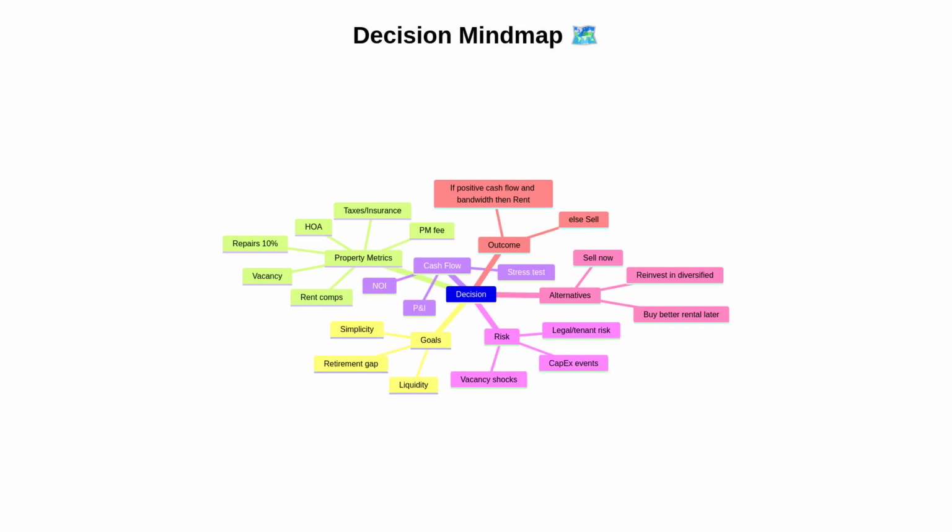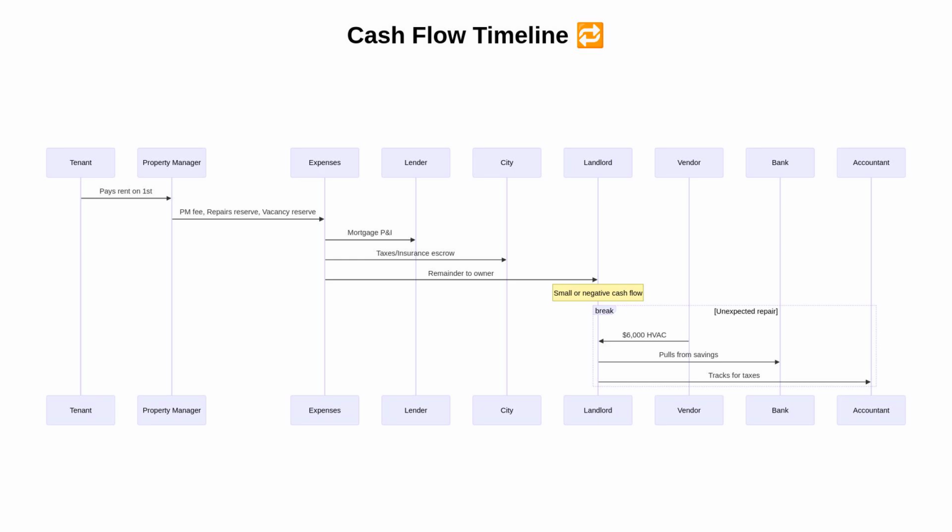Alternatives include selling now, reinvesting in diversified assets, or purchasing a more suitable rental later. The outcome node summarizes that if cash flow is robust and you have management capacity, you may rent. Otherwise, selling is favored. This sequence diagram illustrates the monthly cash flow.